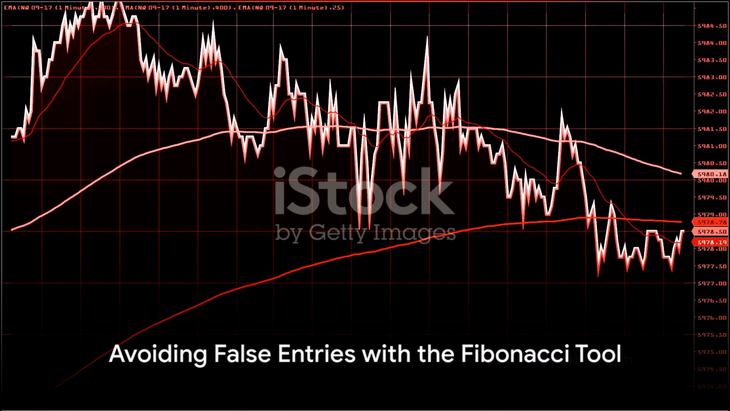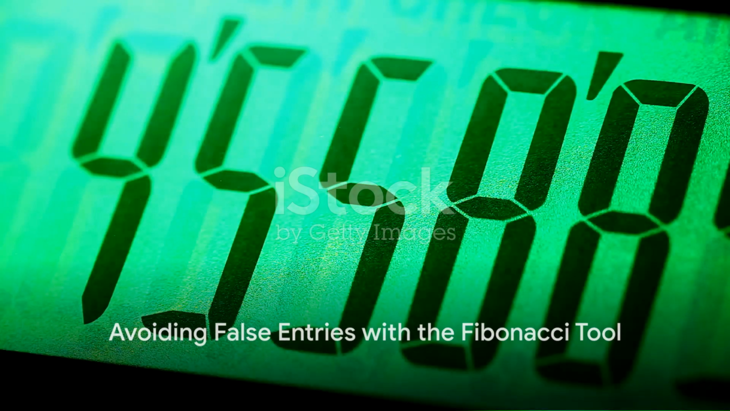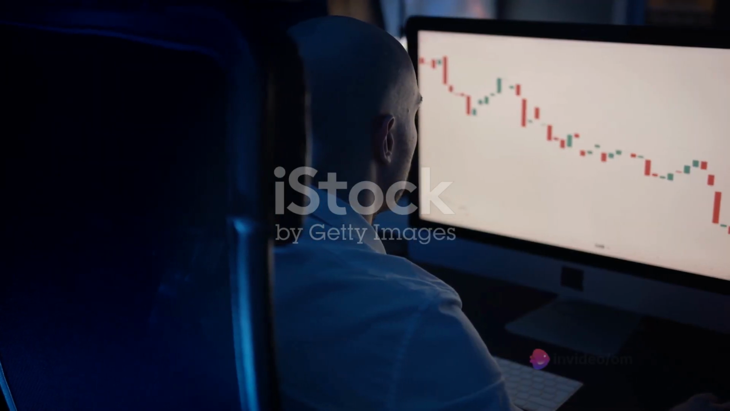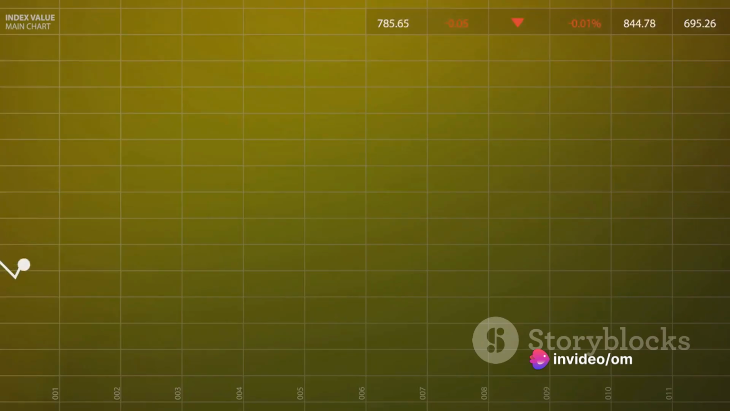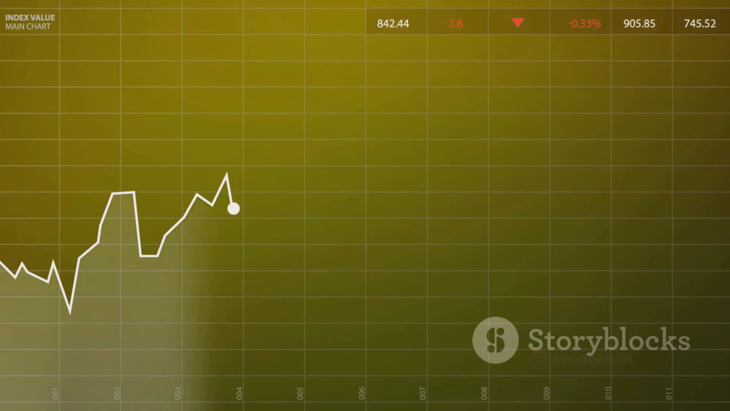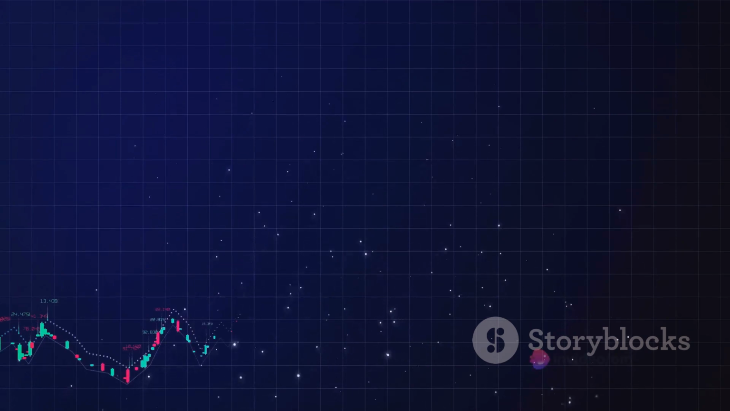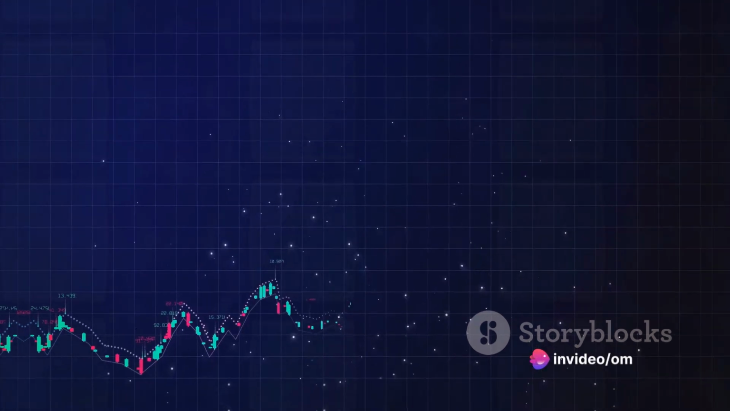But what about avoiding false entries? This is where the Fibonacci tool really shines. It can help to validate or invalidate potential trades. If a price reverses at a Fibonacci level, it provides a strong indication that this level might hold in the future. On the other hand, if a price breaks through a Fibonacci level, it often signals a stronger trend in the direction of the break.